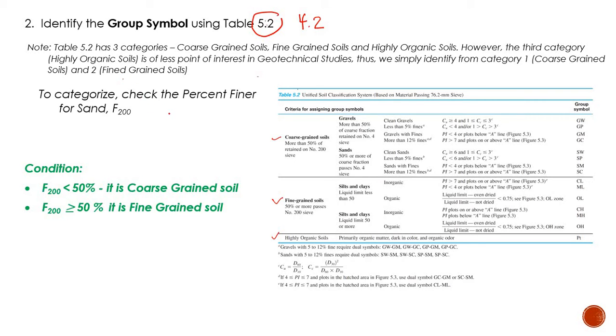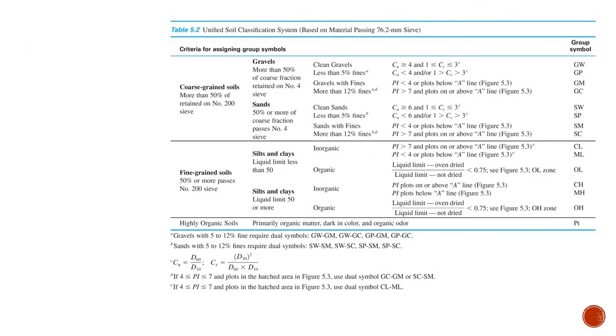So to categorize, we check the percent finer for sieve 200. So if F200 is less than 50%, it is coarse-grained soil. If F200 is greater than or equal to 50%, it is fine-grained soil. So from the given, our F200 is equal to 30%. So 30% is less than 50%, therefore it is coarse-grained soil. So from the coarse-grained soil, we start from here and then we identify which one is next.